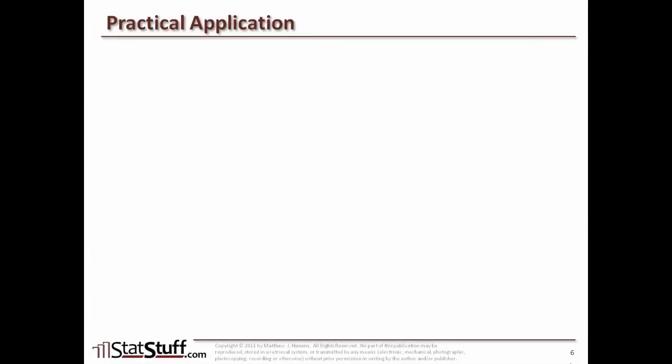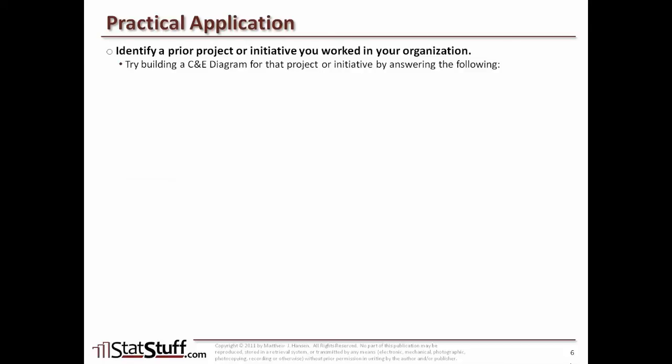Alright, before we close this lesson, let's discuss how we can apply some of these concepts in a practical way. We may not have an opportunity to use a new C&E diagram right now, but what I would like you to do is try to identify a prior project that you might have worked with in your organization, and you can try to build one using that. So let's try to build, using that prior project, a C&E diagram for that project and try to answer some of these questions. For example, what was used as the critical metric or project Y for that particular project or initiative? And how would you define a defect in that project? This might be that ultimate undesirable effect that you would use within the C&E diagram.